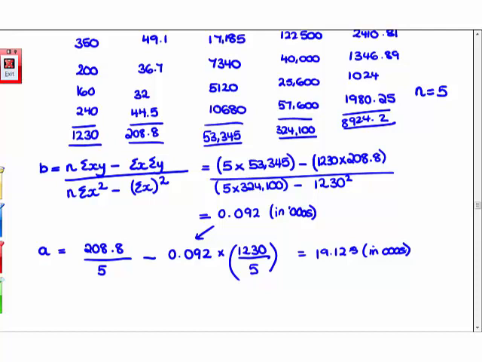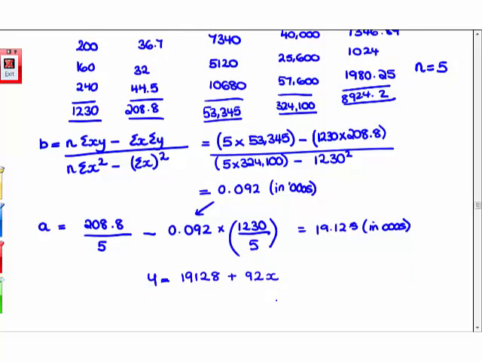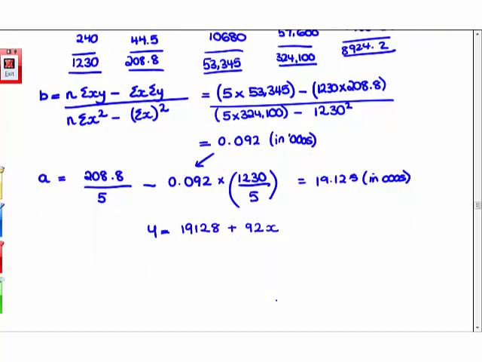You may have got a slightly different answer if you'd used the unrounded number on your calculator as the value for B, but it would have been in a similar ballpark. So the equation for the line is Y is equal to A, which is 19,128, plus 92x. So multiply both of those by 1,000 to give Y in dollars. We can now use this for our predictions in part B.